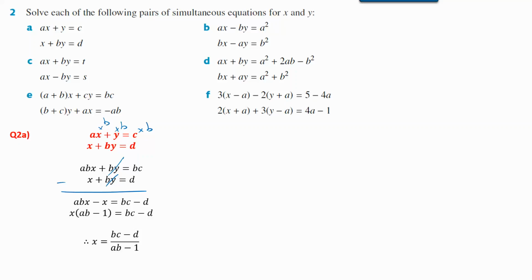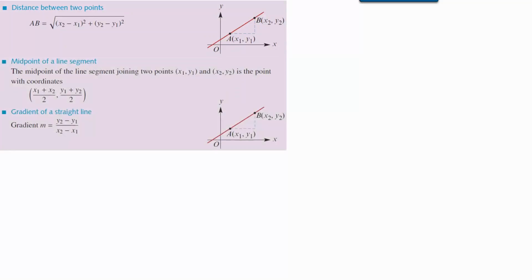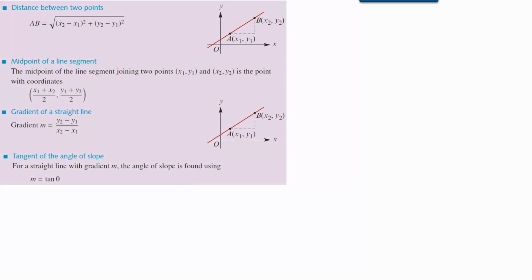Okay? This is the elimination method. It's up to you, whichever method you want to try, but that's what it is. You can use the substitution method as well. And that's exercise 2B. Now, 2C, revision: distance between 2 points.